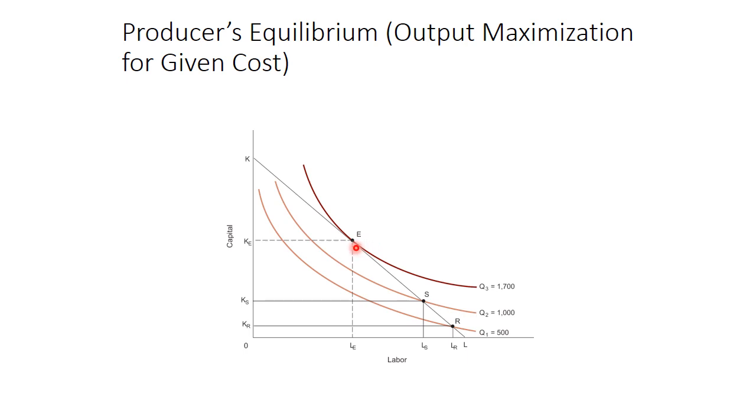Every producer wants to go to higher and higher isoquant with the same level of cost. He will like to produce maximum output. So at R also the cost is same, at S also the cost is same, but here the production is maximum. At R production is only 500, but at S production is 1000, at E production is 1700.